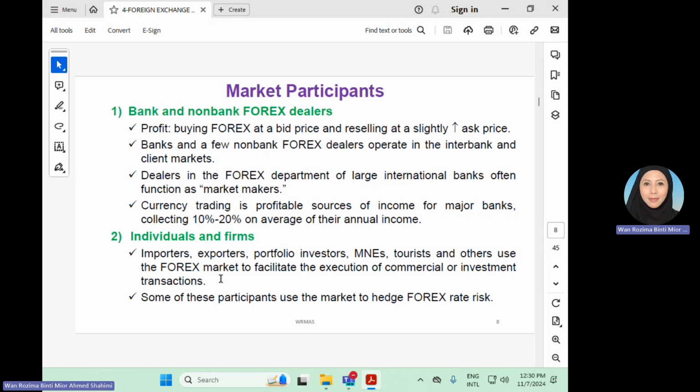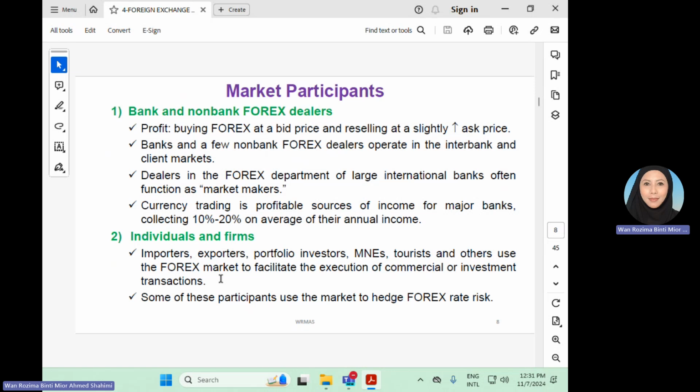Some of these participants use the market to hedge forex rate risks, especially MNEs. To participate: first, they exchange. Second, for investment in order to seek profit. Third, it could be for hedging, meaning to say it could be for MNEs.